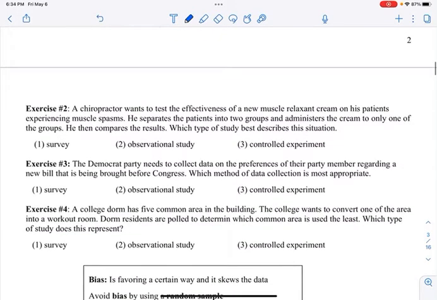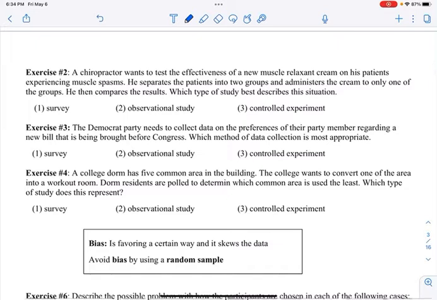All right, a chiropractor wants to test the effectiveness of a new muscle relaxant cream on his patients experiencing muscle spasm. He separates the patients into two groups and administers the cream to only one of the groups. He then compares the results. Which type of study best describes this situation?